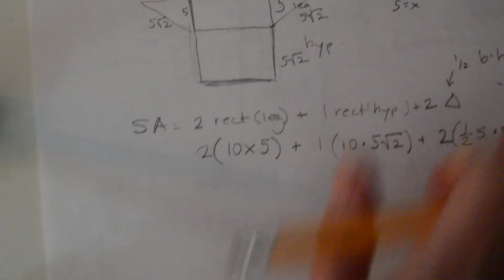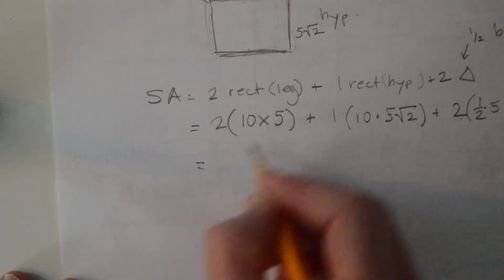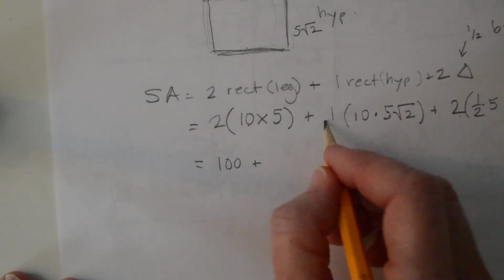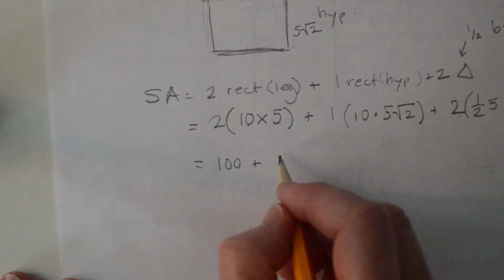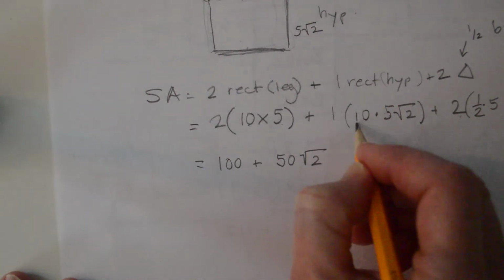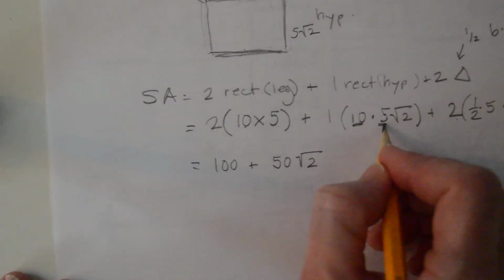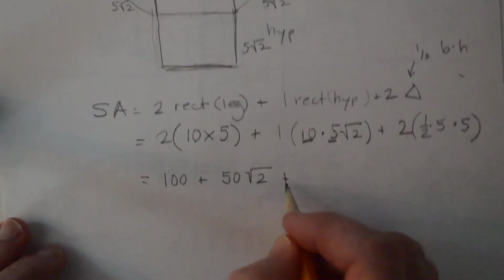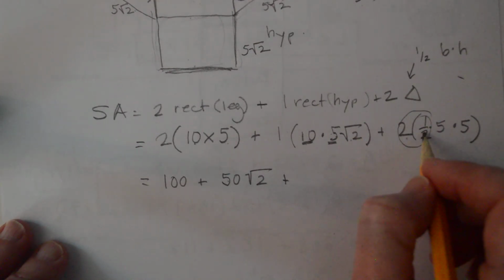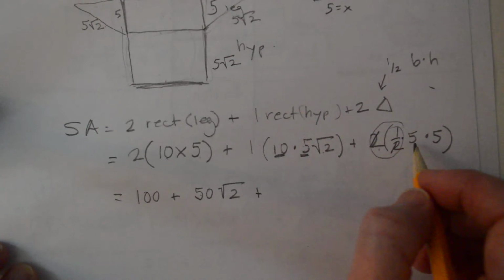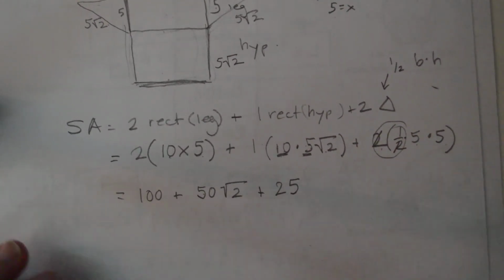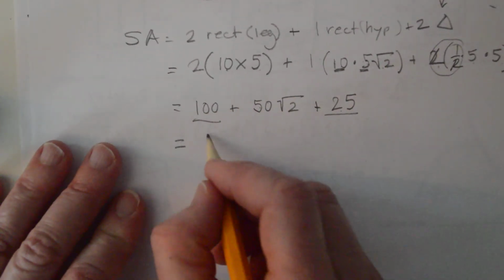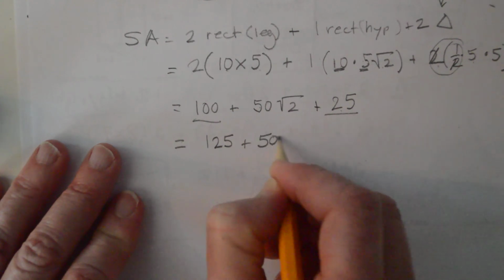Okay, let's do it. So we get, this is 5 times 10 is 50, times 2 is 100. This is going to be 1 times 10 is 10, 10 times 5 root 2 is 50 root 2. Remember our conversation about outies times outies, those are okay, but innies don't get to combine. So it's the 5 times the 10 is 50 times the root 2, plus, I'm going to do these 2 first. 2 times 1/2, these will just cancel out, and we end up with 5 times 5 is 25. And I'm going to add the whole numbers first. I'm going to do as much as I can by hand before I get my calculator. So this is 125 plus 50 root 2.